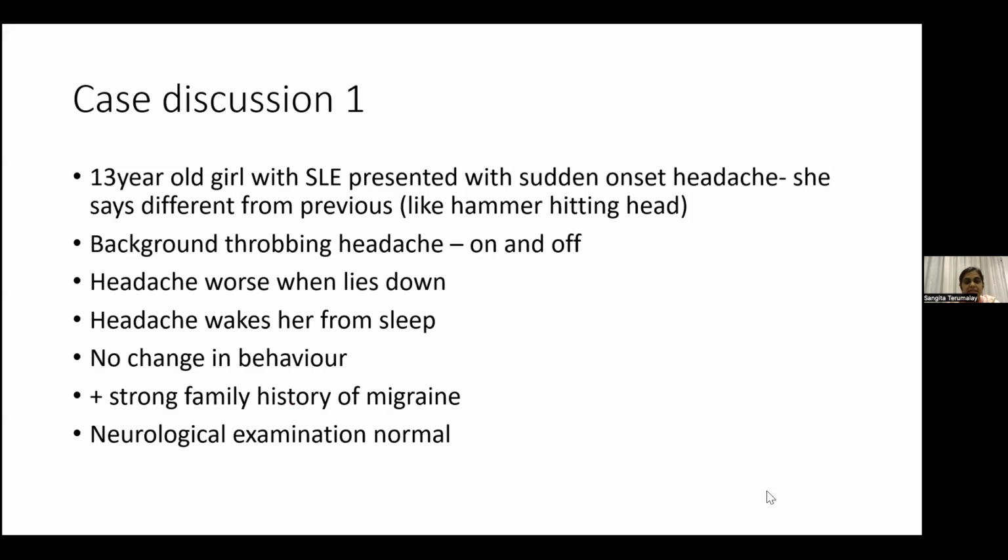First one is a 13-year-old girl with systemic lupus erythematosus. So this girl actually was 4 months down her diagnosis, and she presented to her primary caregiver with sudden onset headache, which she described as like a hammer hitting her head. So she has baseline headache, but this is a different headache. She has a background of throbbing headache, and this has been going on for a few years. But this time the headache is worse when she lies down. The headache wakes her up from sleep. There's no recent change in behavior. There's a strong family history of migraine, and neurological examination is normal.